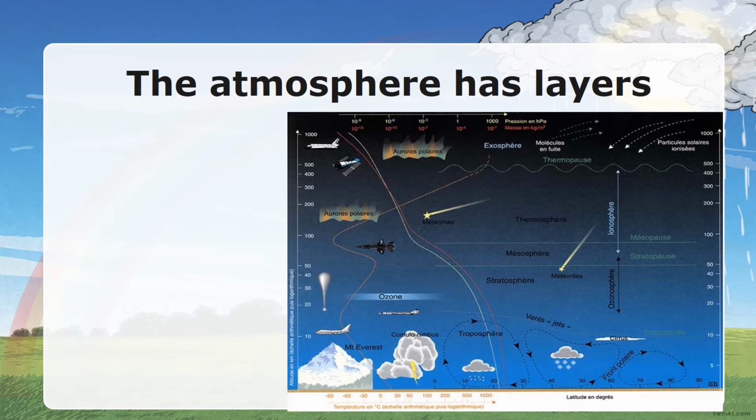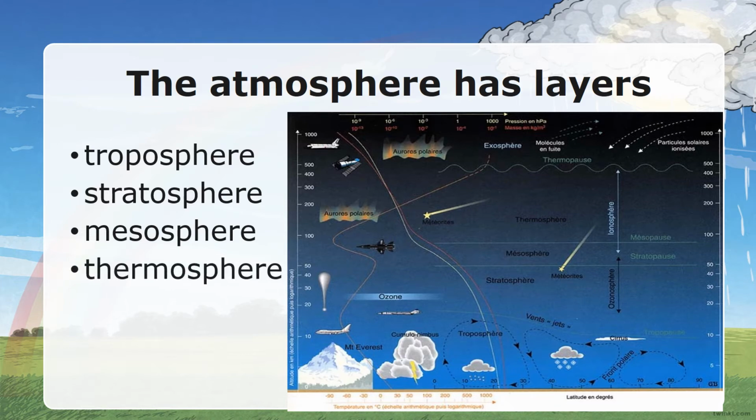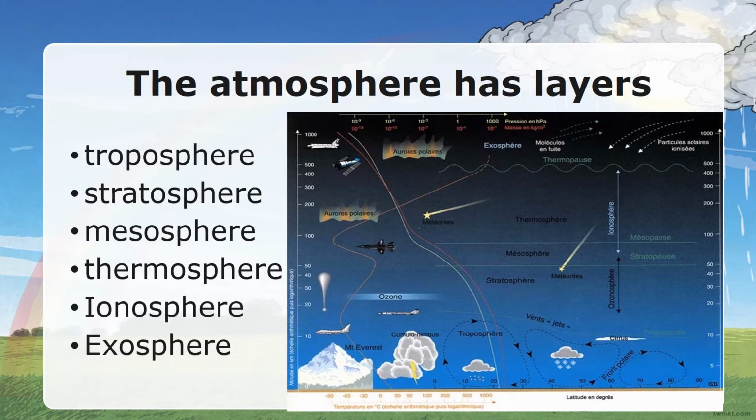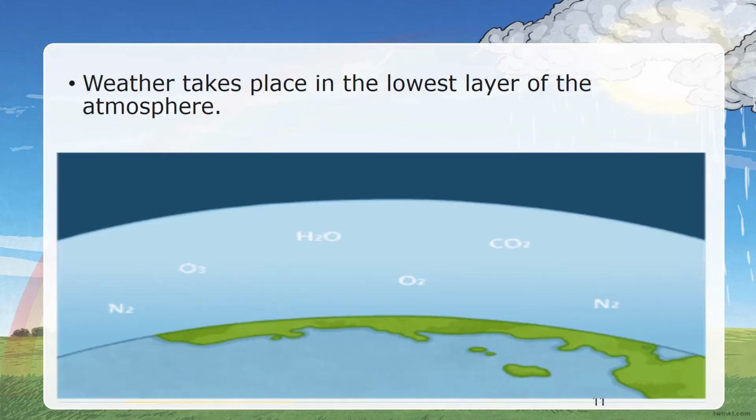The atmosphere layers. They are troposphere, stratosphere, mesosphere, thermosphere, ionosphere, and exosphere. These are the atmosphere layers. Here we have them again. Weather takes place in the lowest layer of the atmosphere, which is the troposphere.